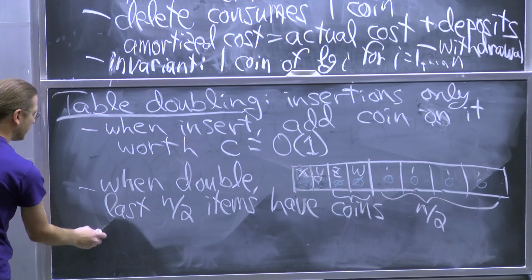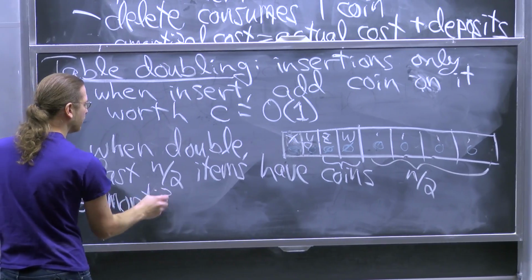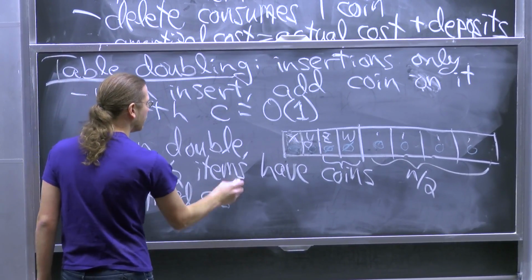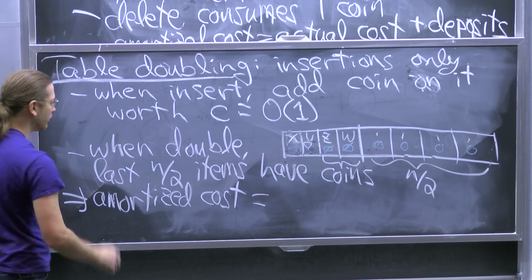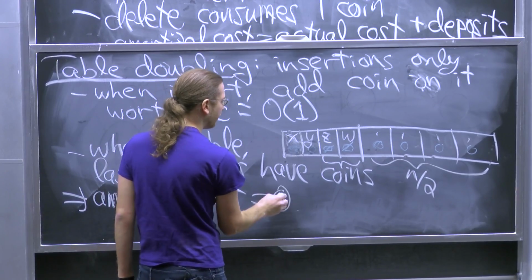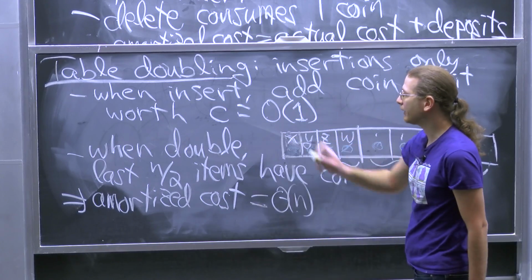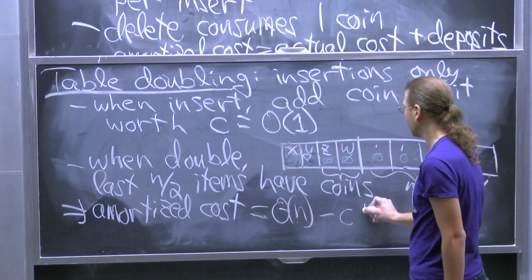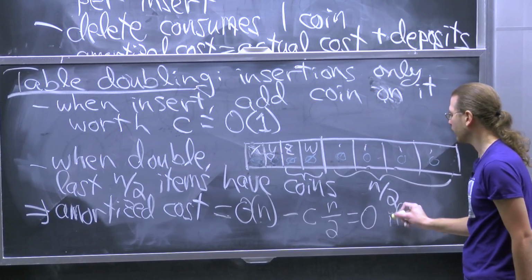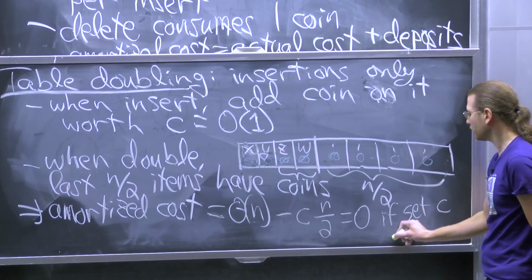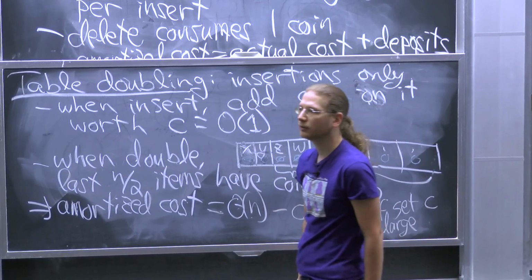And so the amortized cost of the doubling operation is going to be the real cost, which is some theta n, minus the number of coins I can remove and their value. So it's going to be minus c times n over 2. And the point is this is 0 if we set c large. It only has to be a constant. It needs to be bigger than 2 times that constant.